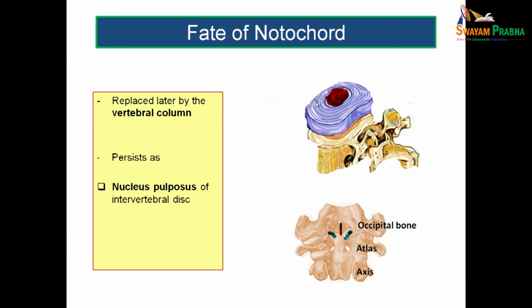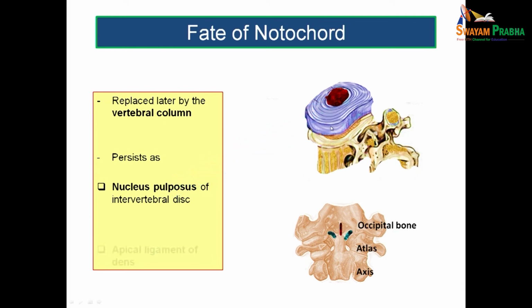One is known as the nucleus pulposus. This is the intervertebral disc, the disc which is seen between the vertebrae. The intervertebral disc is made up of two parts. The outer circular part is known as the annulus fibrosus, and the innermost part is known as the nucleus pulposus. This nucleus pulposus is said to be the remnant of the notochord.